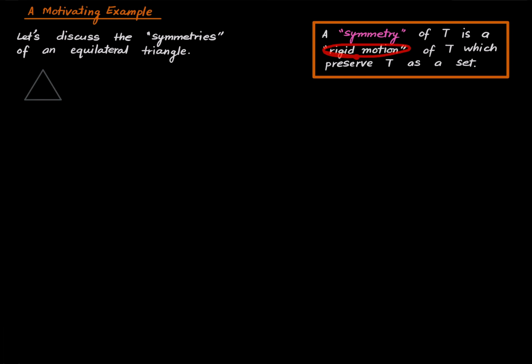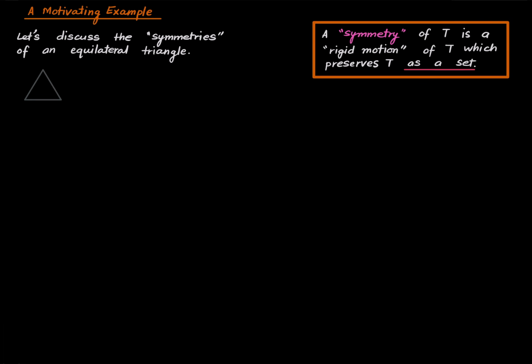Now, what is a rigid motion? You can think of it as a transformation of this triangle where you do not distort any distances. So for instance, clockwise rotation by 120 degrees is a rigid motion. It is not going to change the distances between any 2 points on this triangle, right? So just your intuitive notion of a rigid motion is sufficient to follow this lecture. So a symmetry of the triangle T is a rigid motion which preserves T as a set.